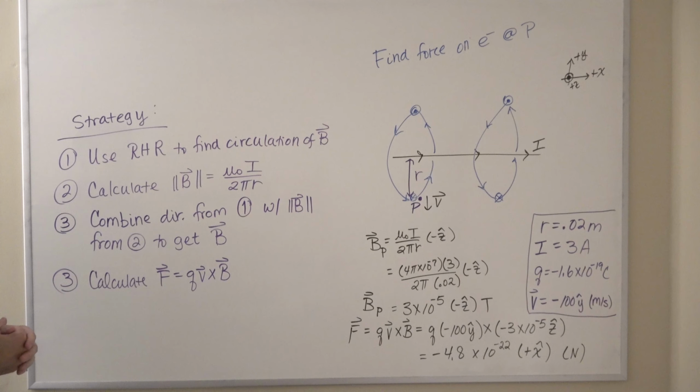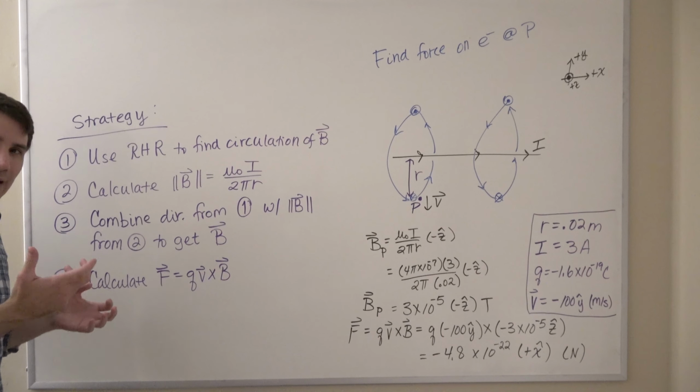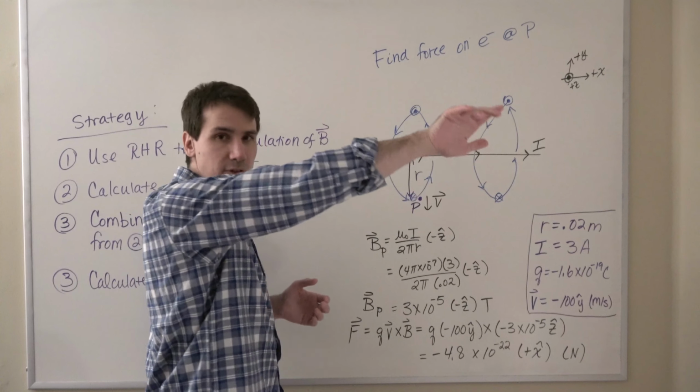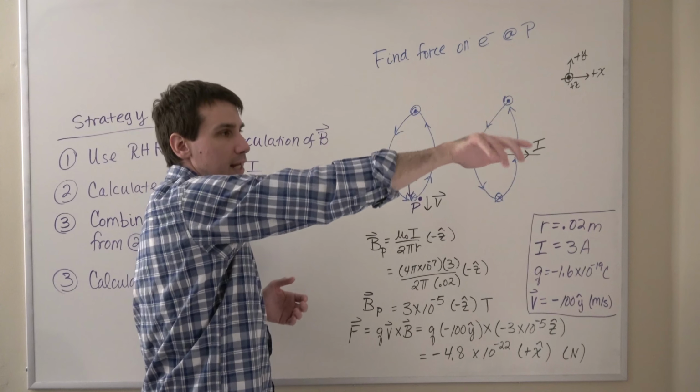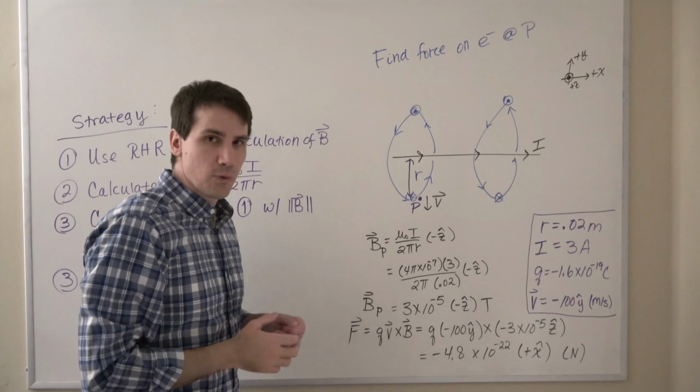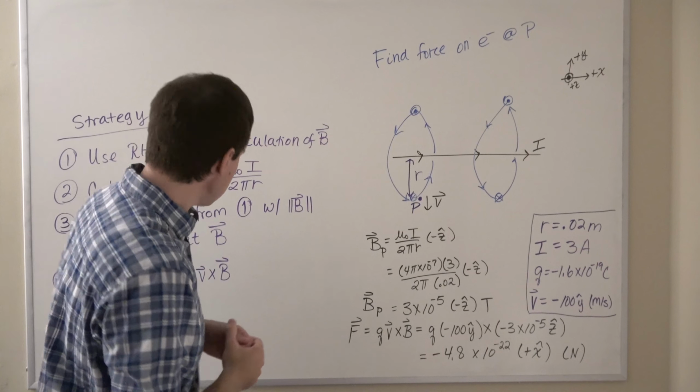Okay, so let's review our strategy for solving this problem. First, we're going to use the right-hand rule to find the direction of the magnetic field circulating around the wire. Well, we've already done that. We stick our thumb in the direction of the current. Our right hand curls out of the board above the wire and into the board below the wire.